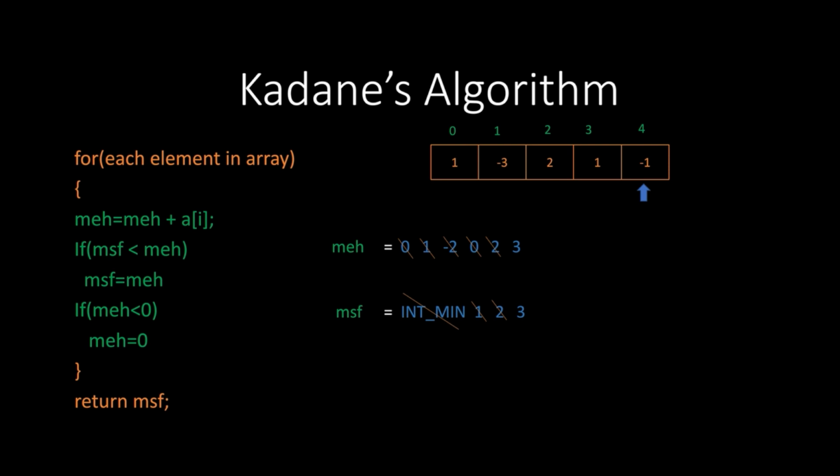Moving to the last index, maximum ending here is maximum ending here plus a of i, that is 3 plus -1, which is 2. So maximum ending here would be 2. Now we check if maximum so far is less than maximum ending here. Maximum so far is 3, which is not less than 2, so it would not be replaced. And we check if maximum ending here is less than 0. No, it is 2, which is not less than 0. So we finally return the maximum so far, which is 3 in this case. Basically, this algorithm is used to find the maximum sum of a subarray.